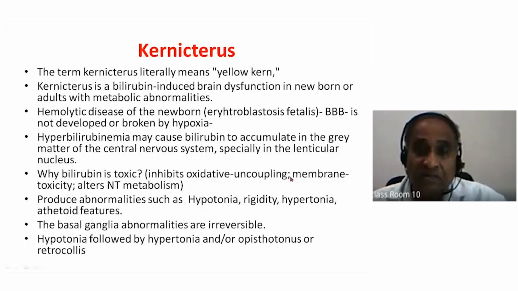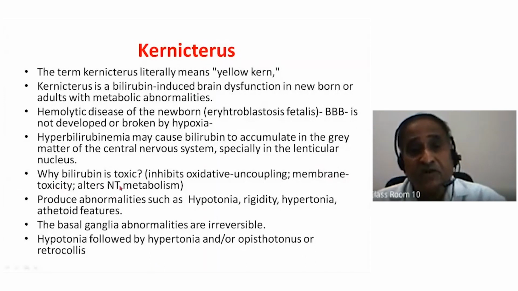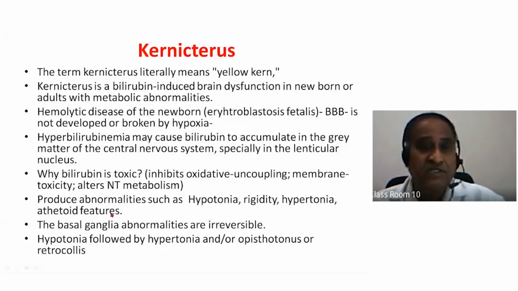Point number one. Point number two, it produces toxicity to the neuronal membrane. Further, it alters the neurotransmitter metabolism. With these three counts, bilirubin becomes toxic and produces abnormalities such as hypotonia, rigidity, hypertonia, and athetoid features.